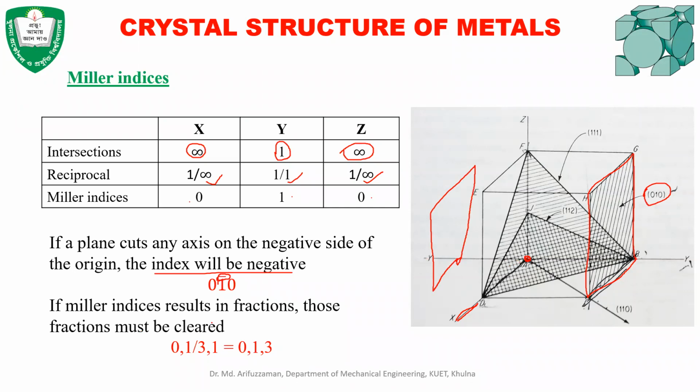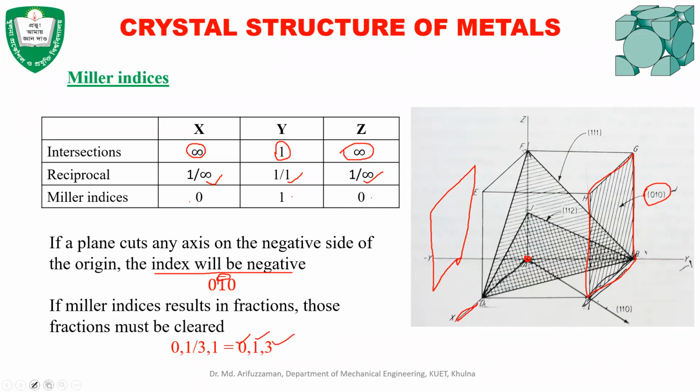Sometimes the Miller indices result in fractions, because of the reciprocal, like 0, 1/3, 1. If it comes with a fraction, then those fractions must be cleared. How do you clear it? You multiply all the elements by 3. 3 multiplied by 0 will be 0, 3 multiplied by 1/3 will be 1, and 3 multiplied by 1 will be 3. That's how we define another plane.